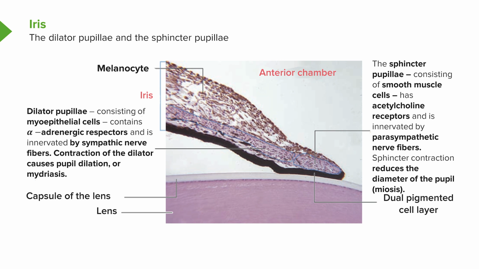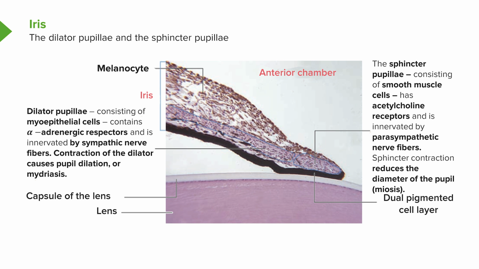The dilator pupillae consists of myoepithelial cells, and they run like the spokes of a wheel. They run radially out from the inner part or the edge of the iris to the external part, as I said, like the spokes of the wheel. And if they contract, then the pupil's going to dilate. If the spokes of your wheels contract, then they open up a space where the hub of the wheel is.